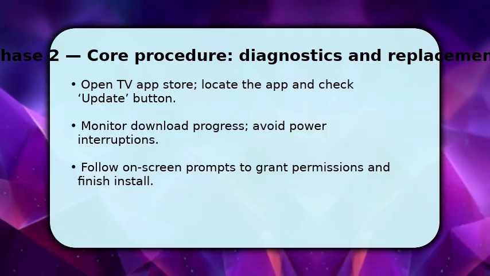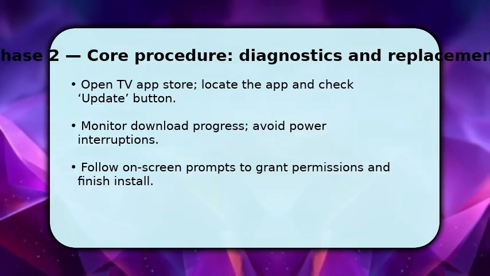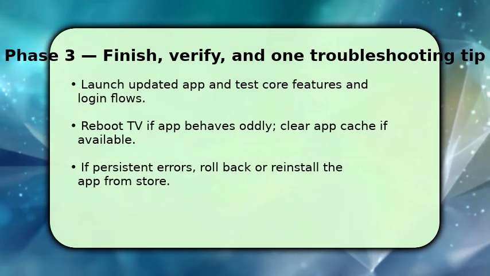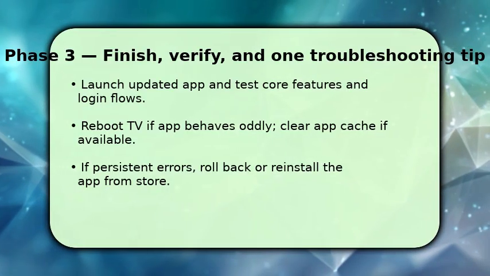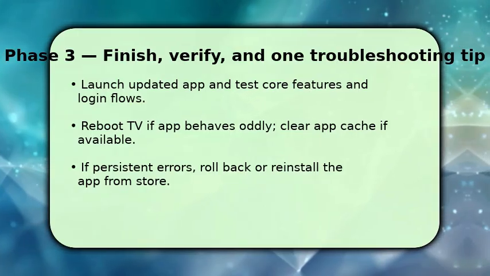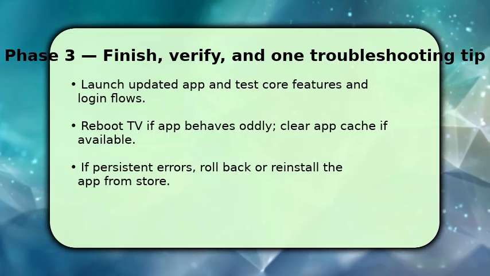After installation, the app may reindex data. Allow a minute for first launch optimizations so the app performs as expected. You complete the process by launching the updated app and testing key functions, playback, login, and settings, so you confirm success. If the app is sluggish or crashes, reboot the TV first. That often clears temporary conflicts.